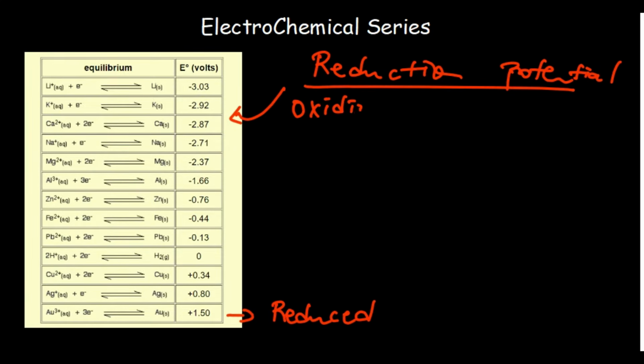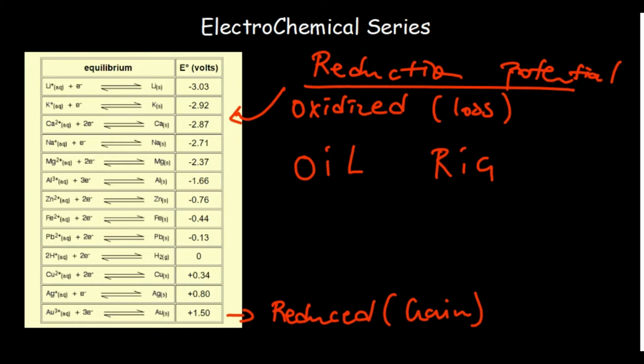So what does that mean? We've explained these terms already. The ones that have negative reduction potentials are expected most of the time to be oxidized. Oxidizing, we said, usually means losing electrons, and these others usually gain. In case you don't want to be confused, you can use OIL RIG to help you remember: oxidation is loss, and reduction is gain of electrons.